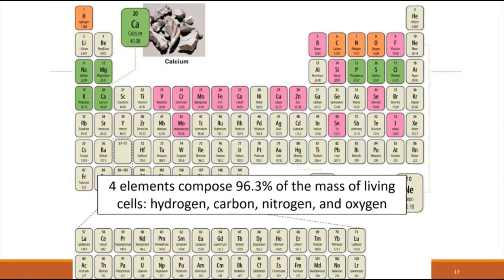4 elements out of those 25 compose 96.3% of the mass of living cells. And those 4 are the ones that you see highlighted in orange here. That is the hydrogen, carbon, nitrogen, and oxygen. So overwhelmingly, living things are mostly composed of hydrogen, carbon, nitrogen, and oxygen, and the remaining elements, the other 21, come from the other ones that you see highlighted here. But we are mostly only 4 different things, which is interesting.